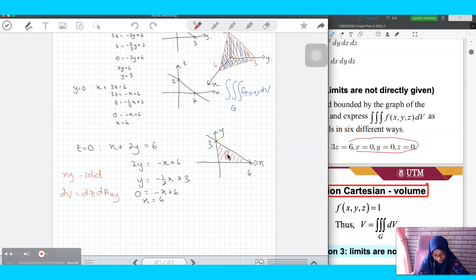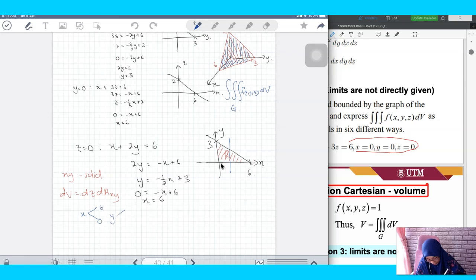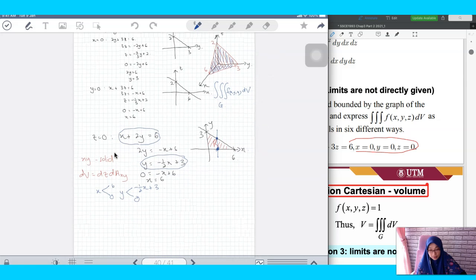So let's say you want to have x constant. So you have to draw the vertical line. So this line is lying between. So now determine your x constant. Your x is 0 to 6. And then y is a function. So y depends on this lower bound, y equal to 0. And this upper bound is part of this line. So this line is coming from this equation. So which means that you have negative 1 over 2x plus 3. So that is your limit of x and y that you have to substitute here.